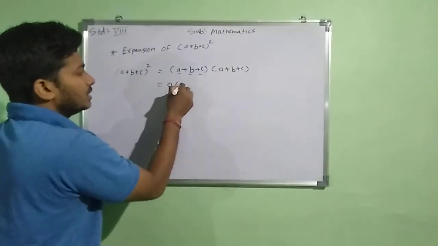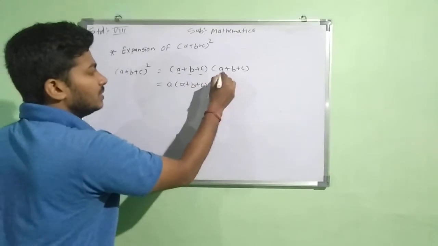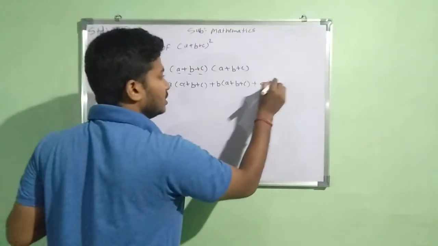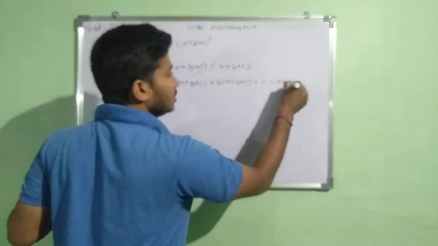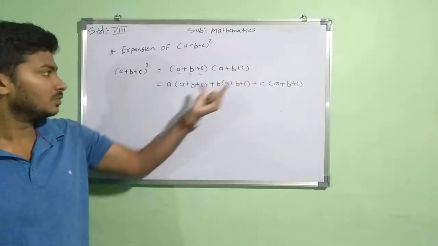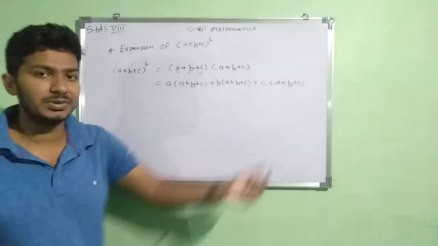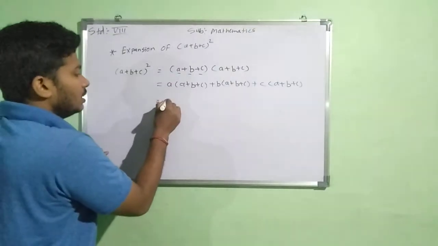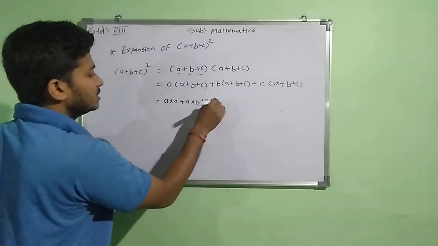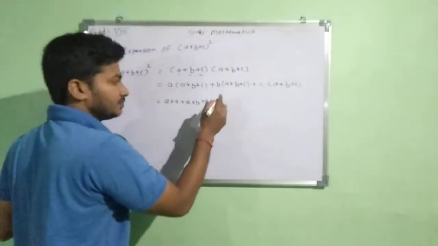So a multiplication (a + b + c) plus b multiplication (a + b + c) plus c multiplication (a + b + c). So this is the expansion of that multiplication of that term with that second term. Now I will separately multiply with a inside the bracket, b inside the bracket, and with c inside the bracket. So it will be a multiplication a plus a multiplication b plus a multiplication c. So this is a multiplication of that a with inside the bracket. Similarly, we have to do for b and c.